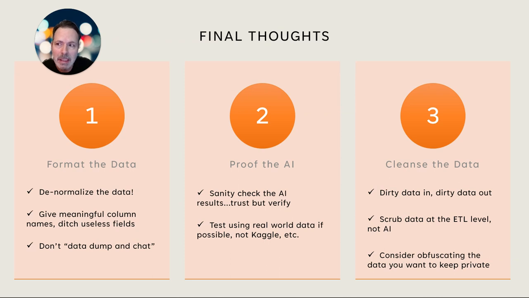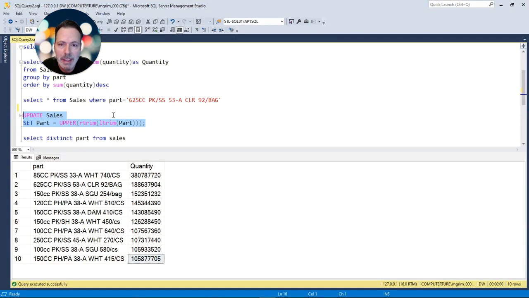So to summarize, what I'm trying to get across is, first and foremost, you need to denormalize your data. The data needs to be in a tabular form for AI to have a shot at understanding what you're doing. In my case, I had to denormalize from a data warehouse architecture.